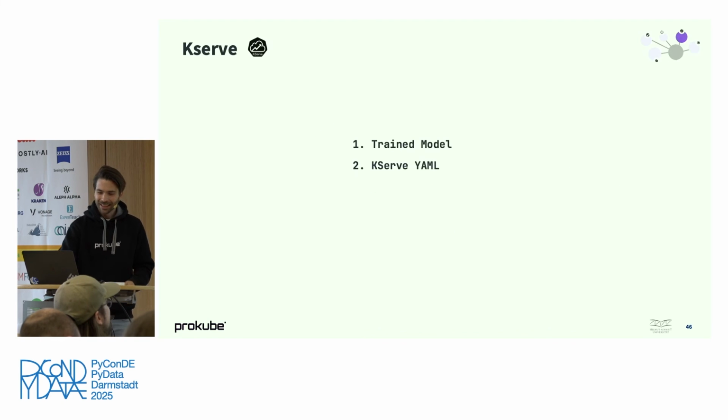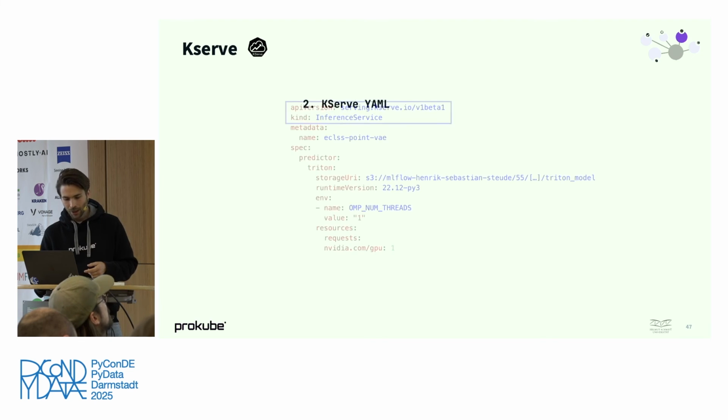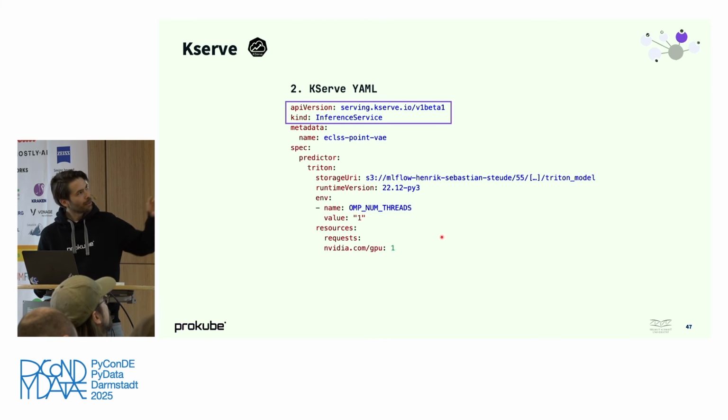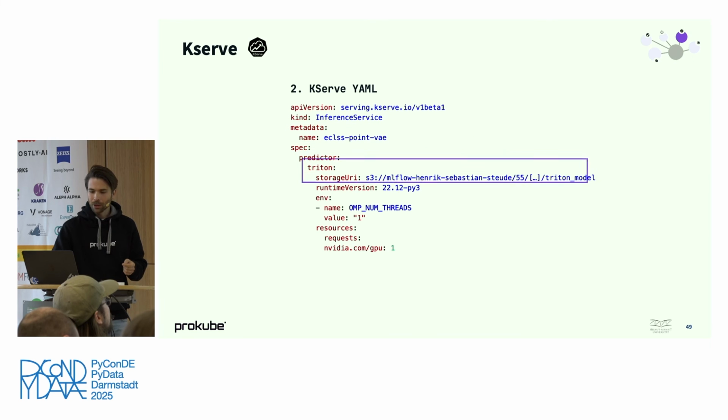So to use KServe, we have the trained model, which we now discussed how to get. And again, we need the YAML file, in this case, the KServe YAML. KServe model we have, let's have a look at the YAML file. We saw experiment and PyTorch job. Now this is an inference service. And we can give it a name and point it to the model.